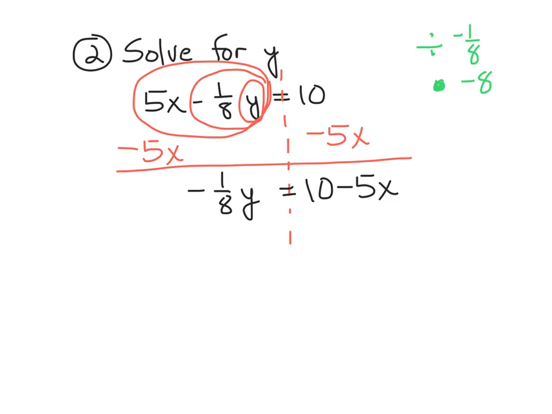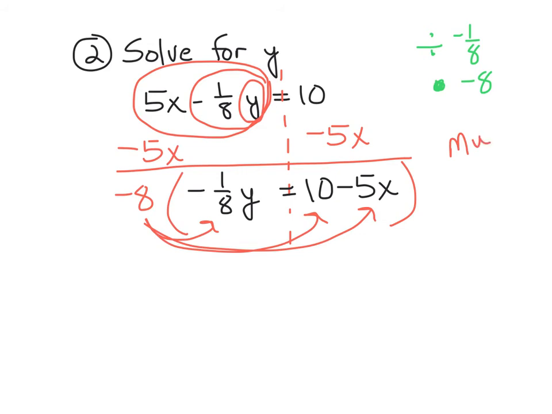And again, very critical, you have to multiply every term on both sides. Just like with the division, you have to multiply every term on both sides. So very critical that you multiply every term on both sides of the equal sign.